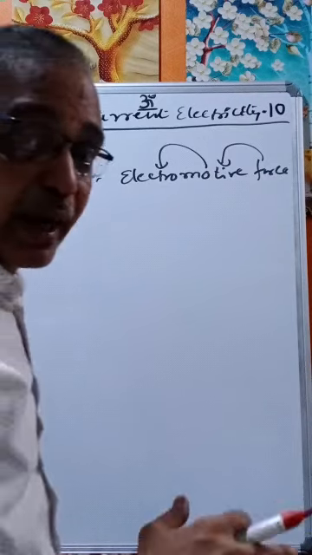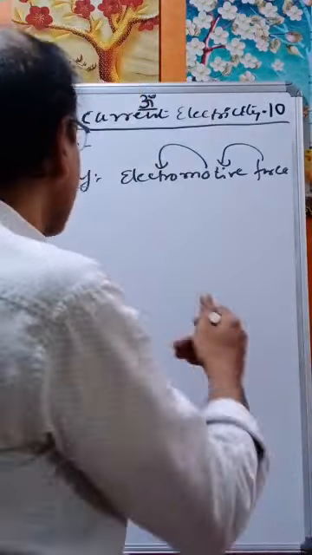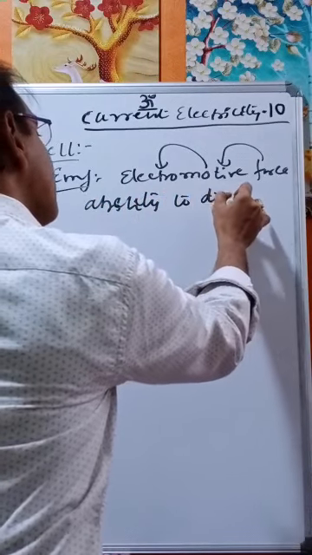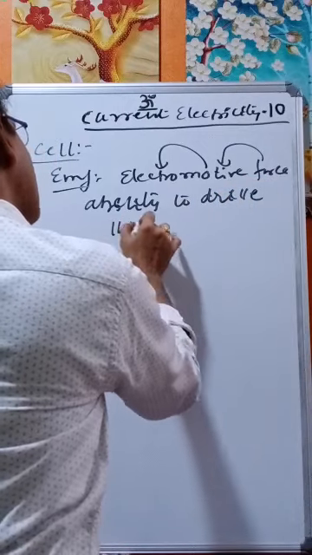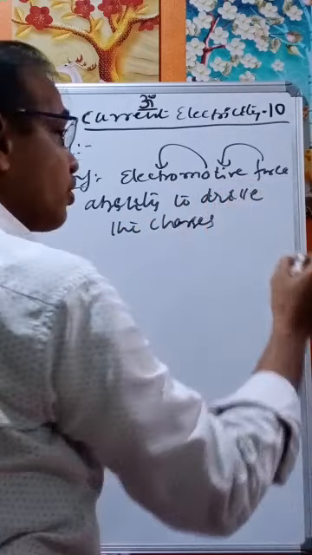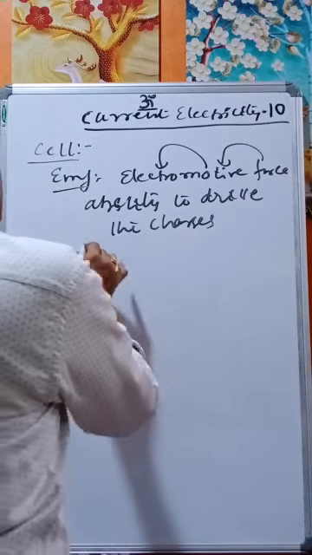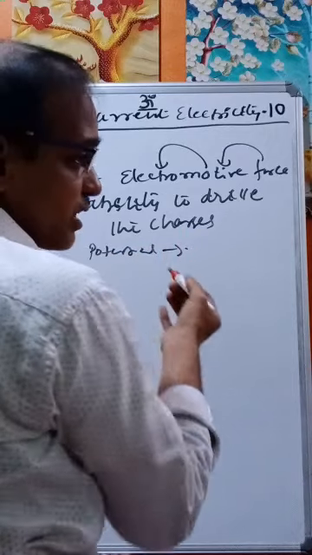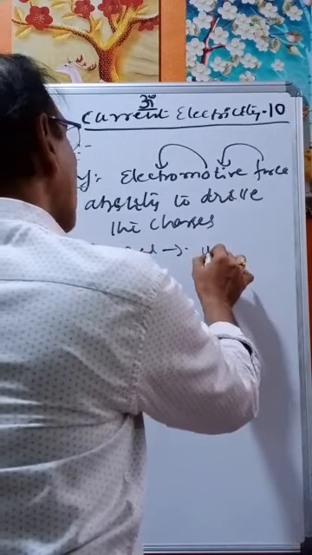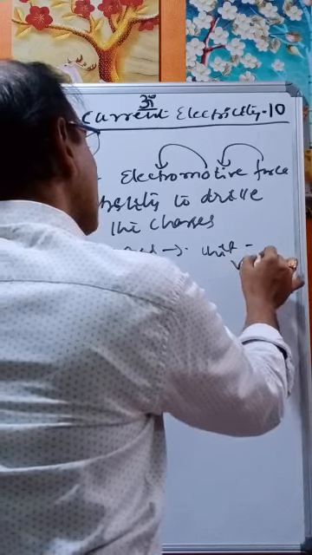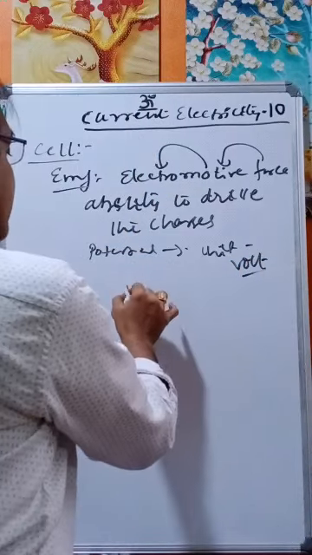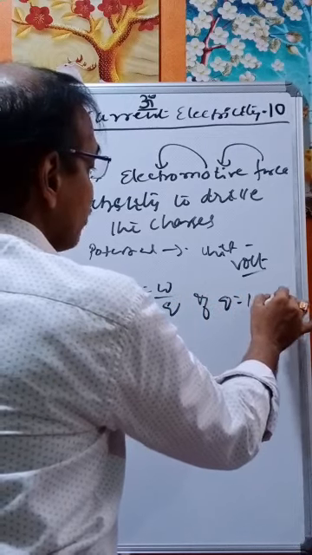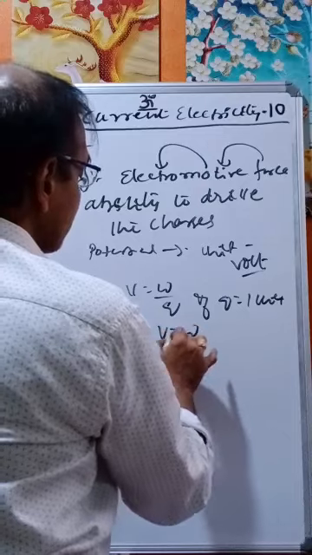It is the ability to drive the charges in the circuit. It is also called potential. The unit is volt. Now we know that V is equal to W by Q. If Q is equal to 1 unit, then V is equal to W.